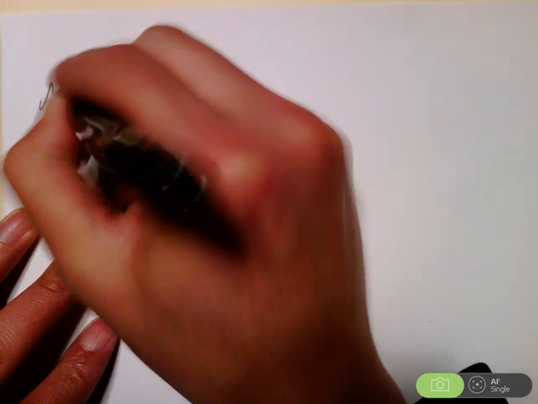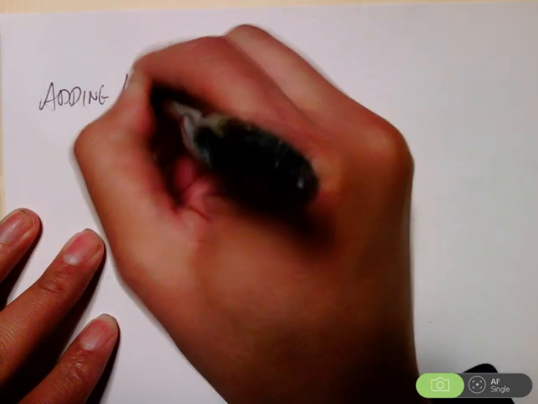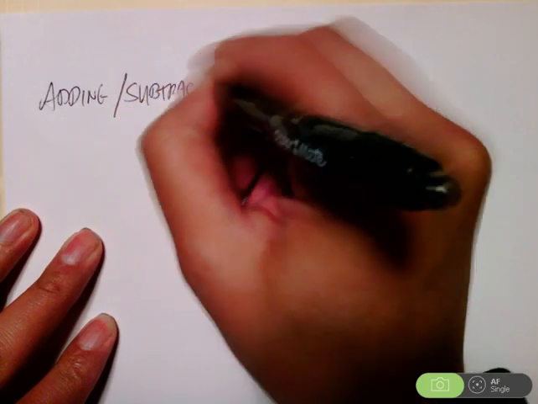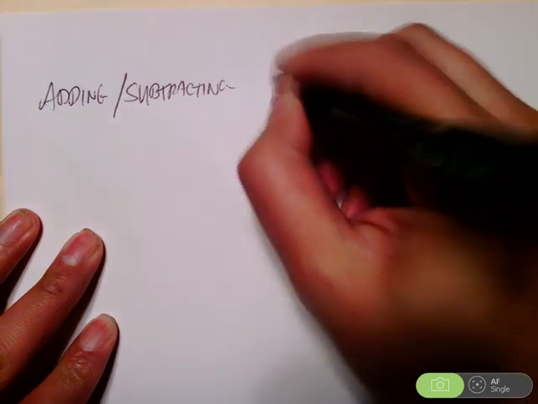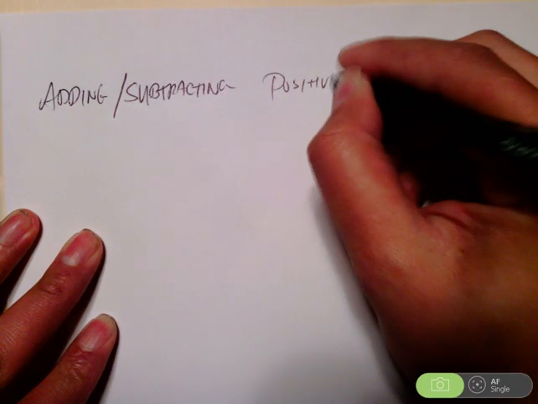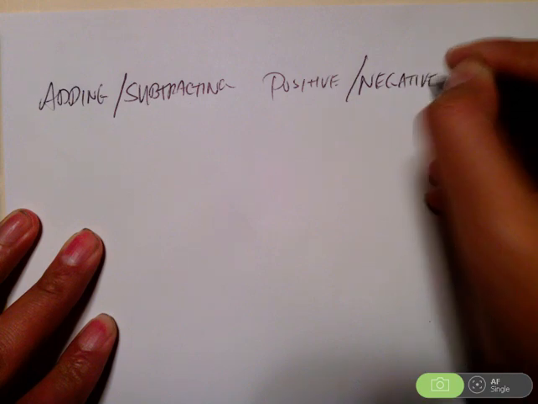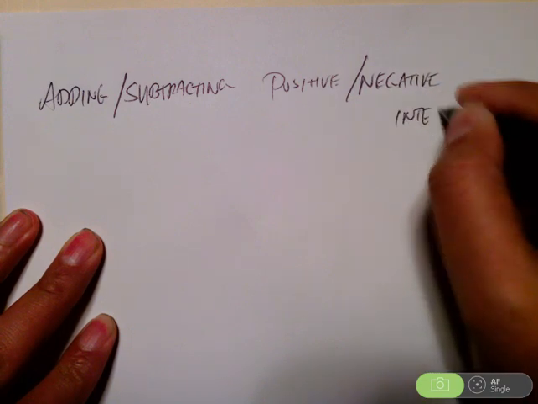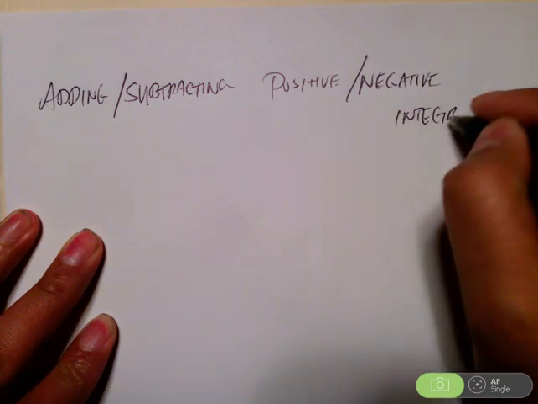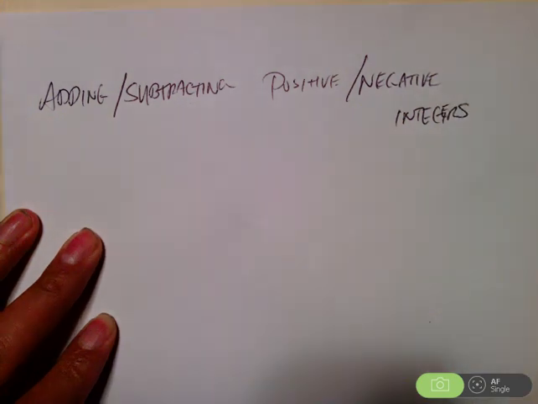I'm just going to show you a few mistakes: adding, subtracting, positive, negative, integers. Okay. Oops, missed the E right there. Okay, adding, subtracting, positive, negative integers.